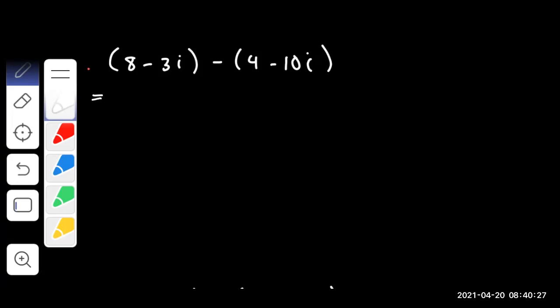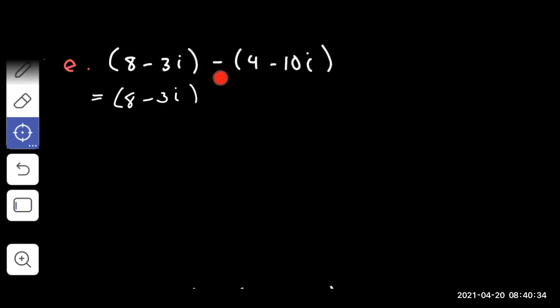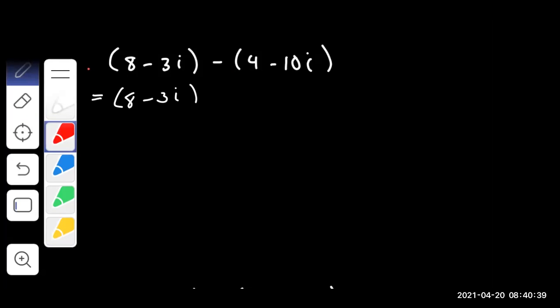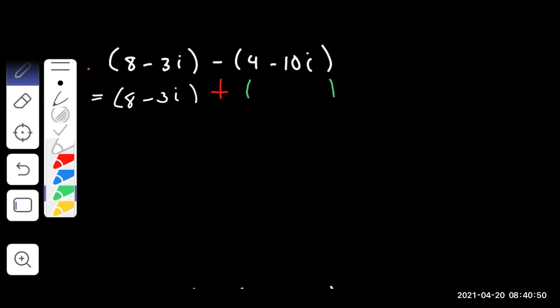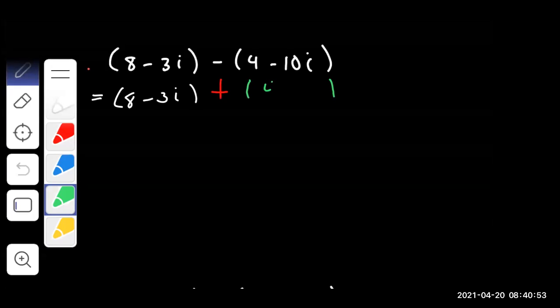So I'm going to copy this 8 minus 3i. I just copy these. I don't like subtracting. I abhor subtracting. Instead of having the negative, I'm gonna place positive. But what do you think is going to happen to the second complex number? If I change this sign in front of all of this, what is going to happen with these numbers? The 4 and 10 are not going to change, but what is going to change? The sign.